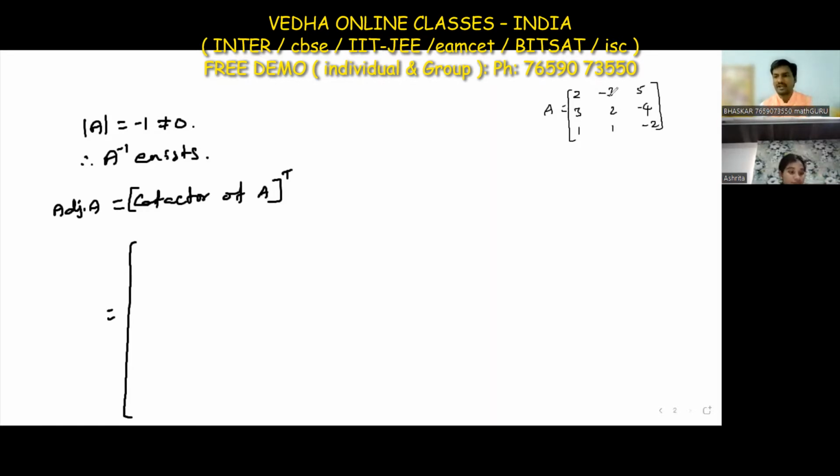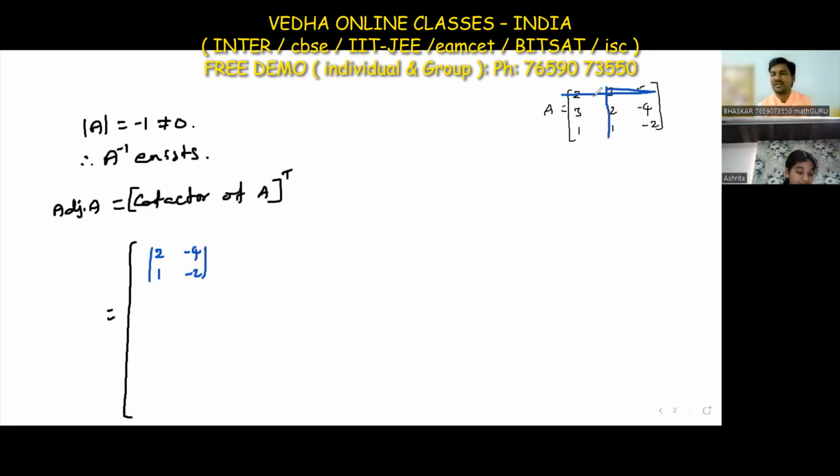First I am taking the minor. Just close the row and column for this element. Whatever elements are left, 2, minus 4, 1, minus 2, we write here. All these are the minors, and here minus 3 for this element.